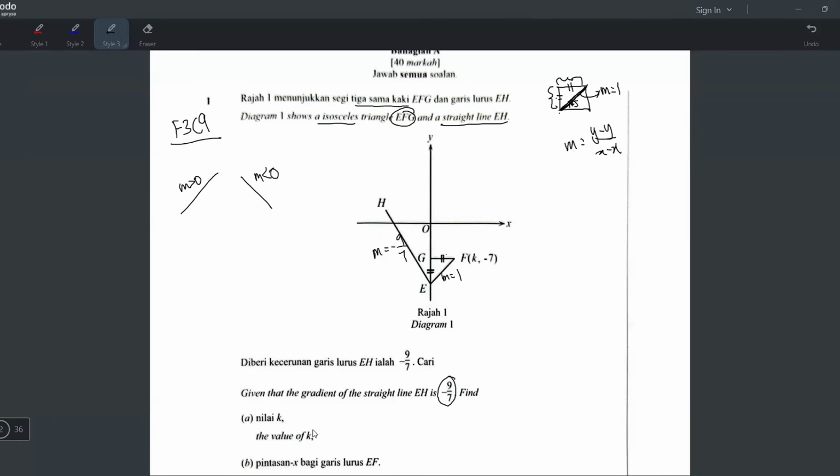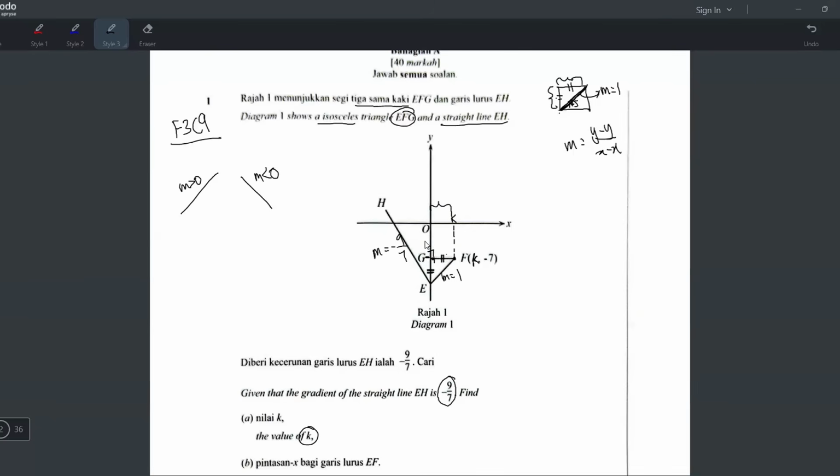Now it says find the value of k. Where's the k? I think the k is referring to this k, which is the x coordinate of point F. Let's extend the x-axis. This one is surely the k. Maksudnya dia nak cari jarak dari sini sampai sini. What about negative 7? Negative 7 is going to be here. It's the y coordinate of this point, which is point G.